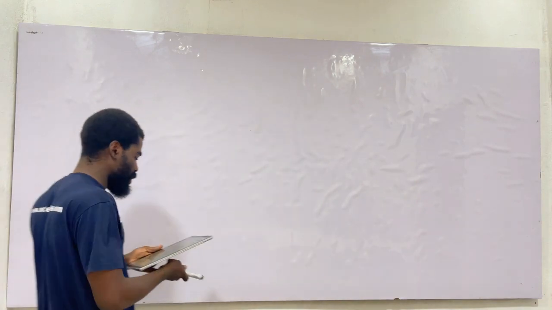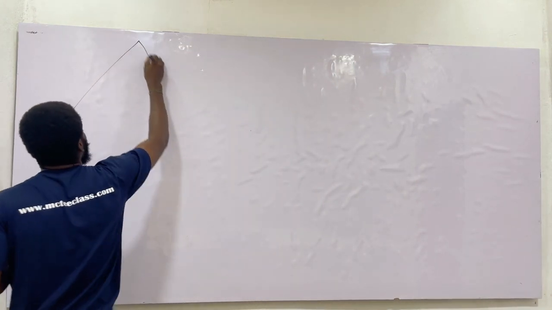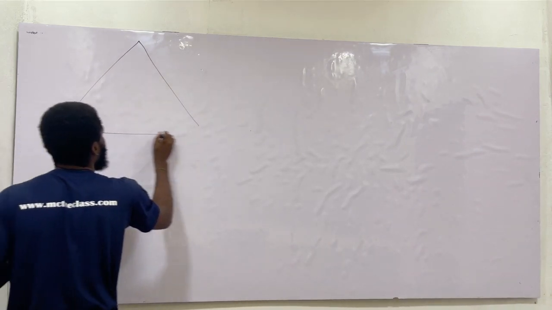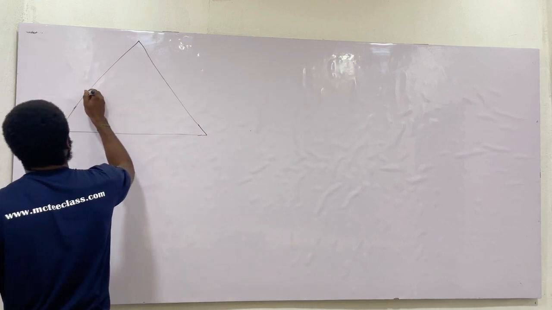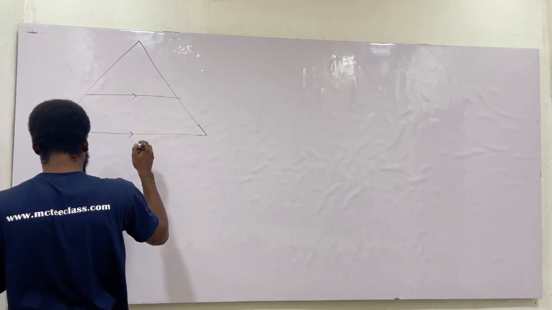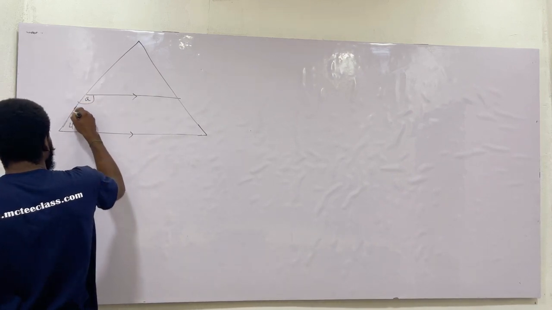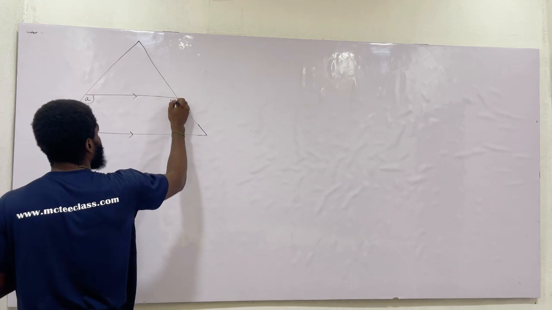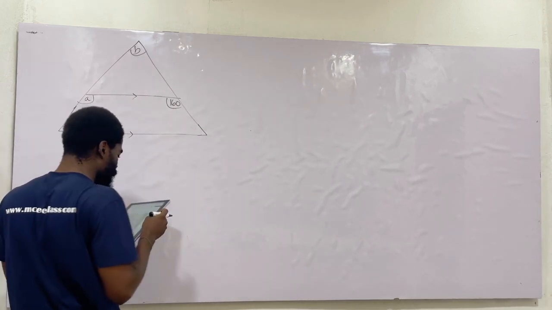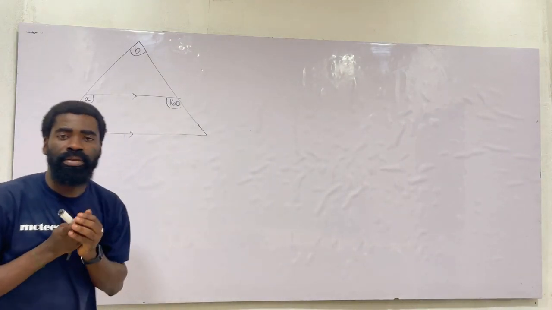Our second question, we have this. Another triangle. We have A, we have 42, we have 160, then we have B. The question says we should find angle A and B. Okay. So when you see the question, what are you looking for?